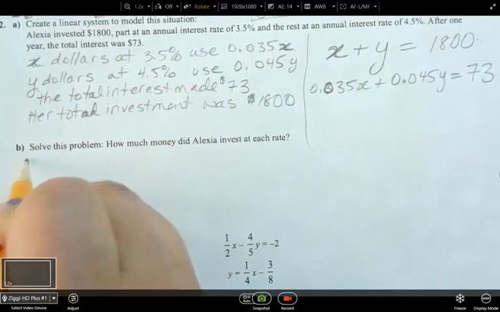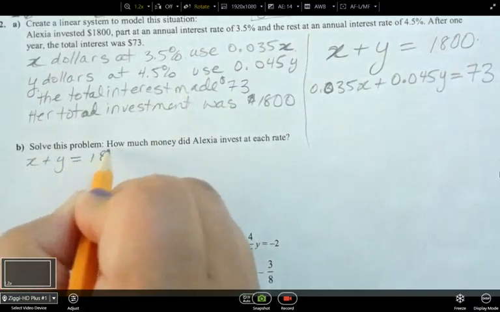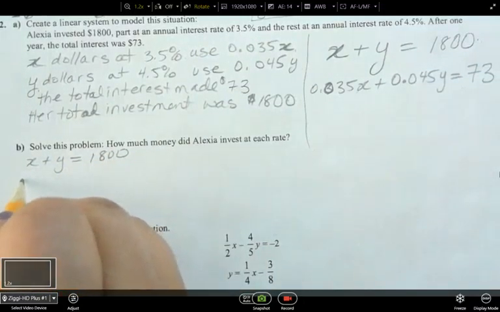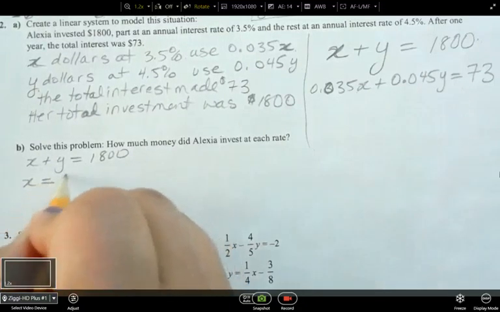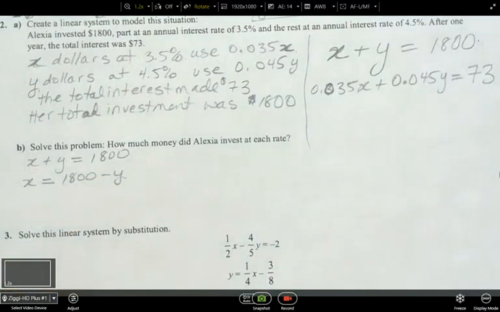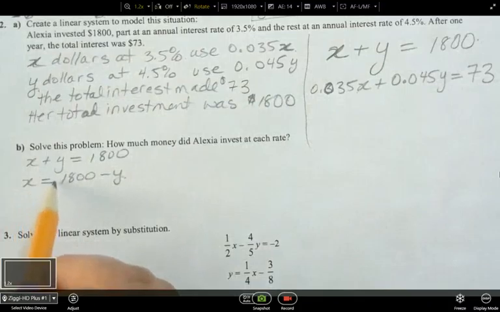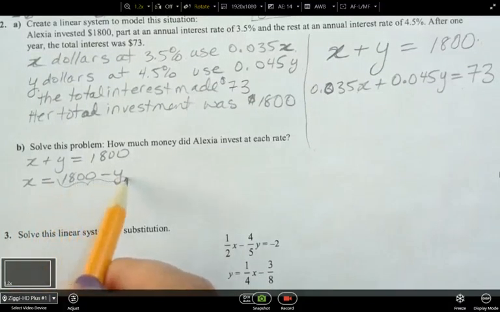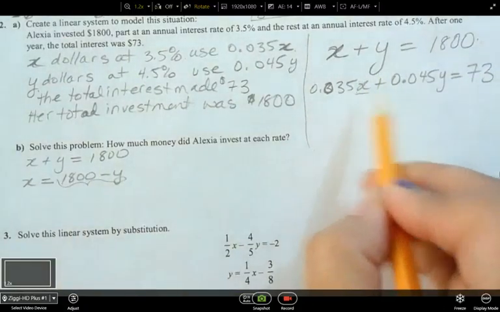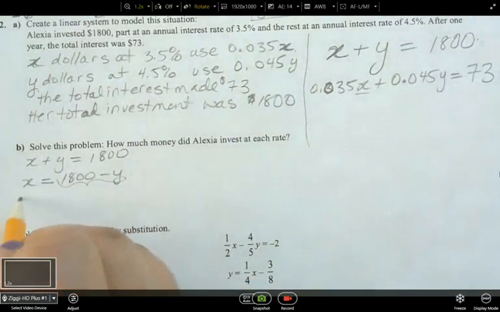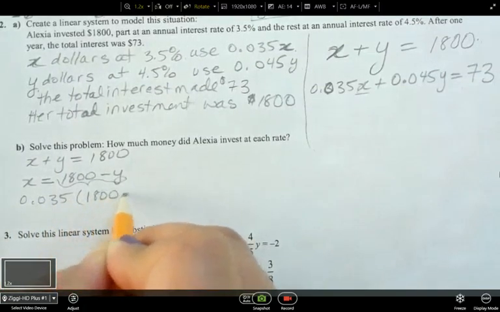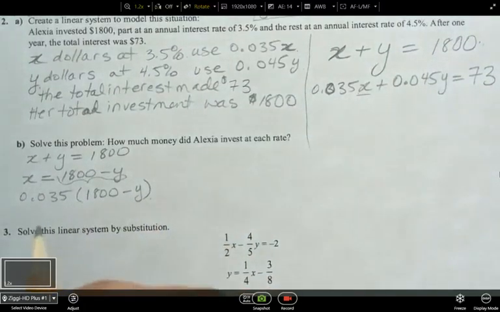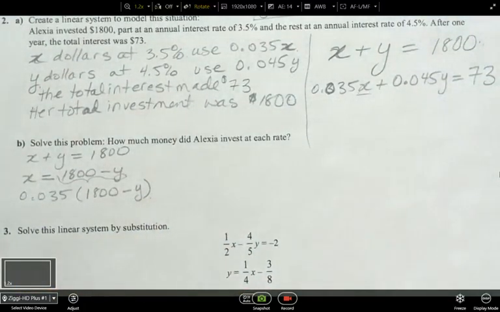Now let's solve the first one for x. So let's say x equals 1,800 minus y. Now where can I replace an x with 1,800 minus y? In that x there? Okay, so let's do that. 0.035, and then instead of the x, I'm going to write 1,800 minus y. And this kind of question, you're going to have access to a calculator because we've got all these decimals going on. Okay?